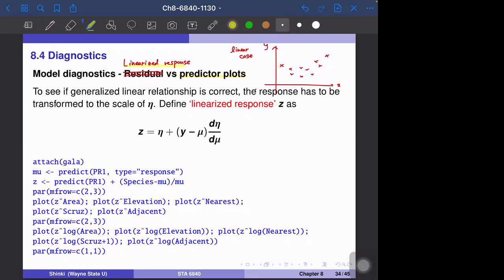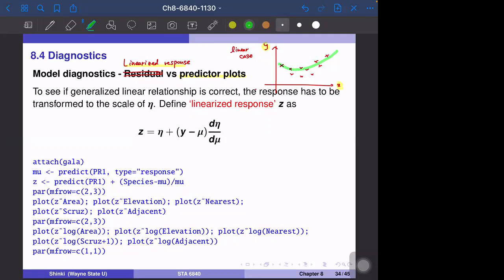In a linear model, we would like to investigate the relationship between x and y. If we make a scatter plot, it's clear what we should do. In this case, the relationship between y and x is nonlinear, and probably we have to regress y on x as well as x squared. But for a generalized linear model, since we have the link function, the situation is more complicated.